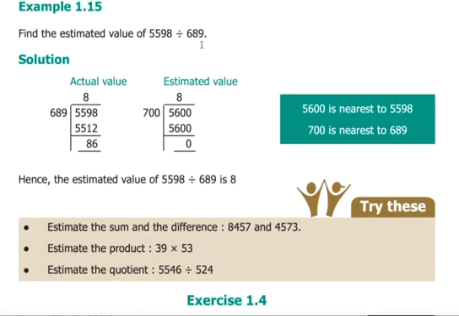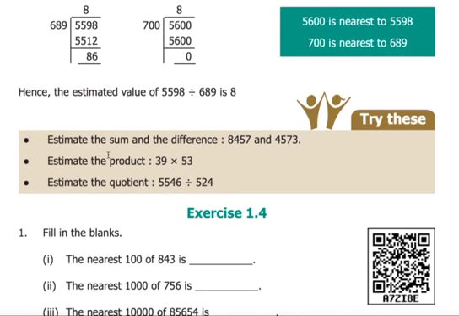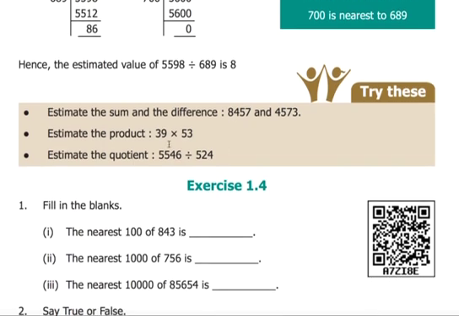This one divided by this one. Actual value we can calculate, but what we want is estimation. So 5598 is close to 5600. 689 is close to 700. This by this is how much? 8. Okay. Estimate the sum and the difference. Estimate the product. Estimate the quotient. Okay. I think you can do this now.